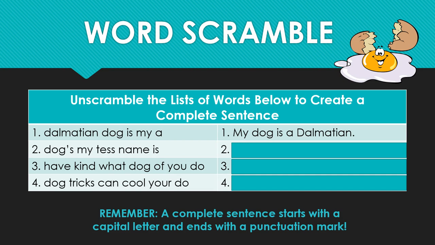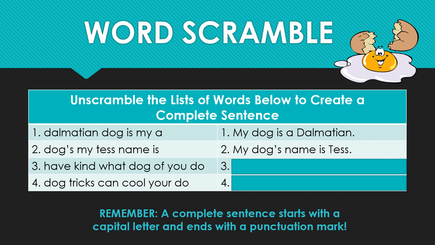The second list of words says dogs, my, Tess, name, is. If we unscramble that to make a complete sentence, it sounds like, my dog's name is Tess. Yet again, it's a sentence that just tells us something. So we capitalize the first letter of the sentence. Tess is a proper noun because it's a name. And we end with a period.